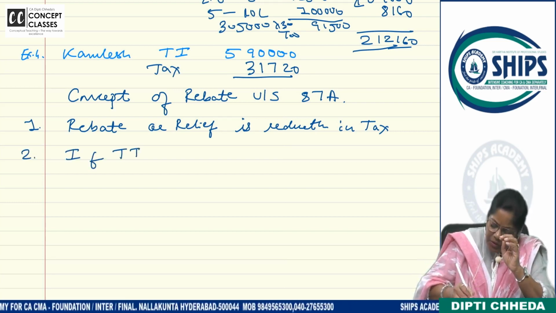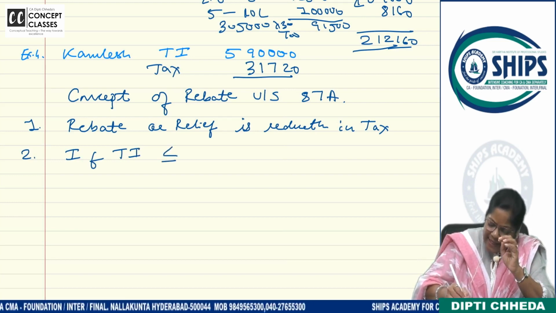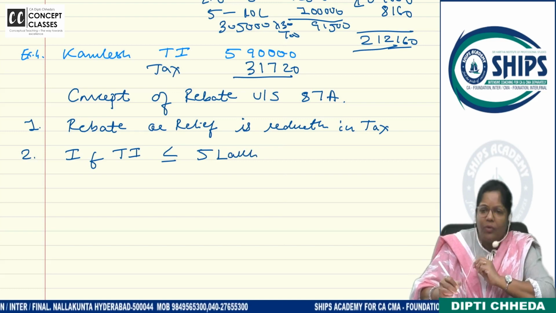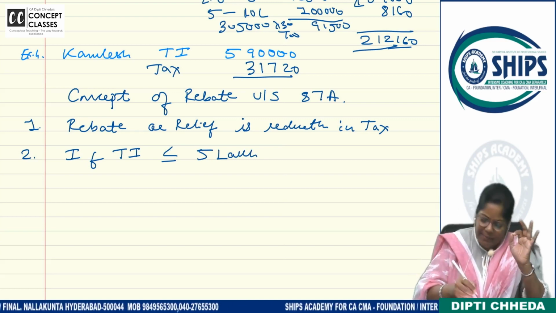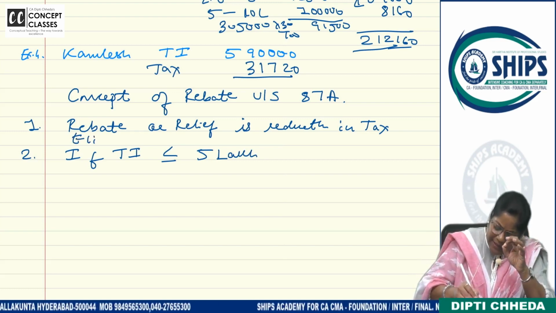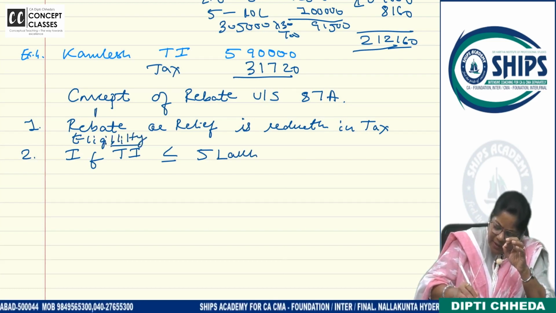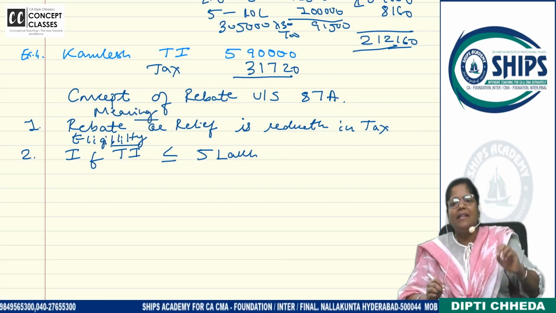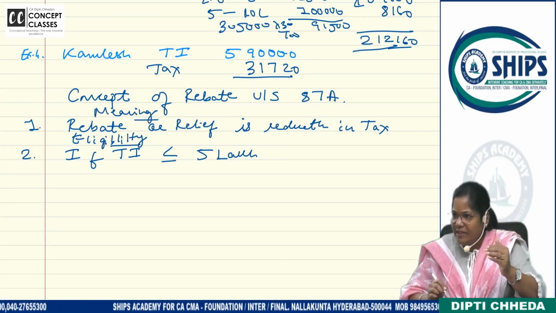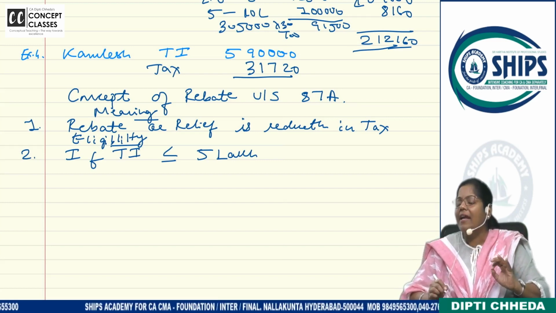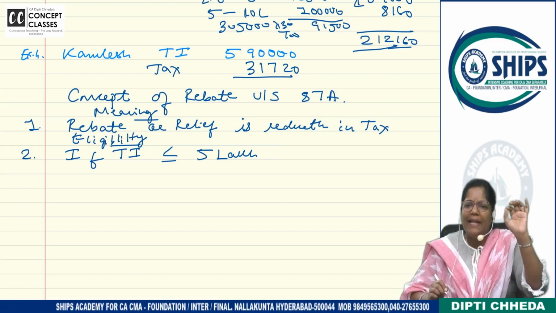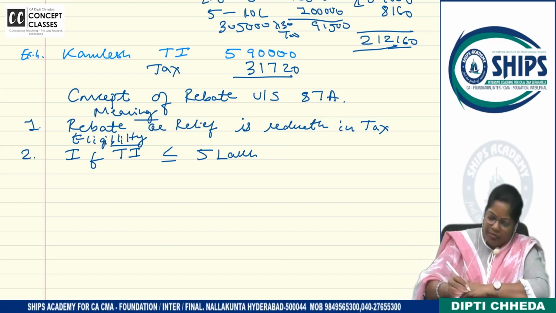If the total income is less than or equal to 5 lakh, then you get a rebate. So in between I am writing here eligibility. This was the meaning. Rebate का meaning क्या है? It's a kind of reduction in tax. Eligibility क्या है? Your total income should be less than or up to 5 lakh.